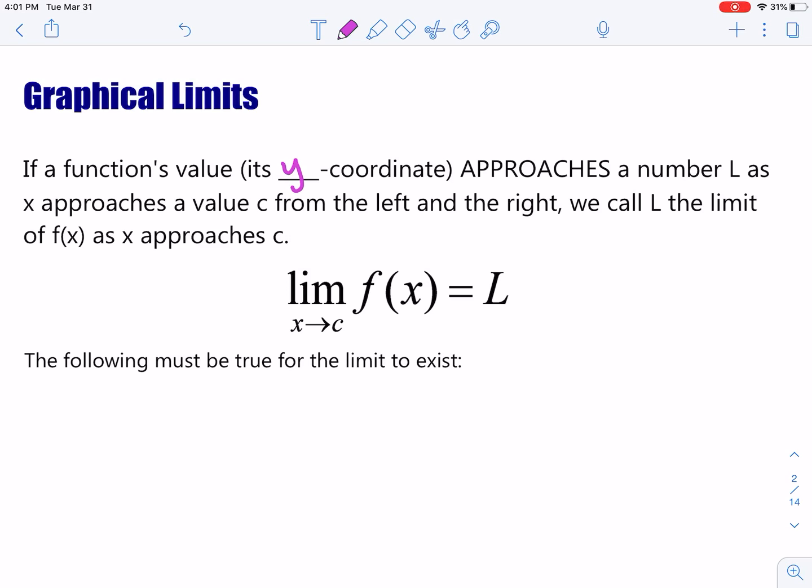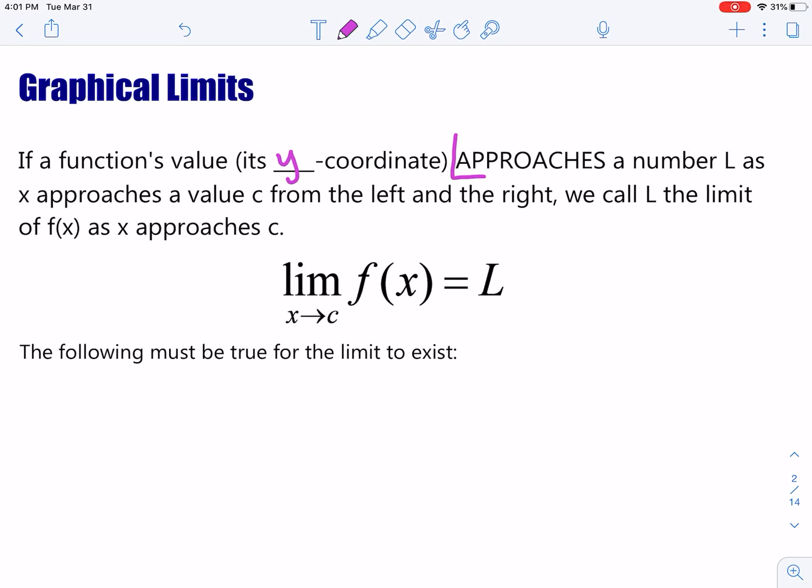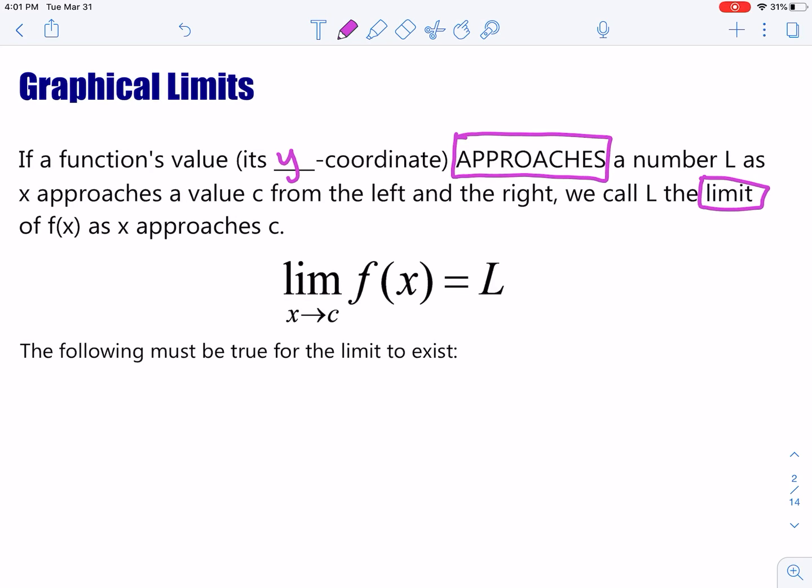We've talked a bit about limits already, but I want you to write down the words approaches and limit. Those are the two words we really need to connect. When we're talking about a limit, we're talking about what number the y value is approaching as the x value is approaching a certain number. So, approaches and limit.